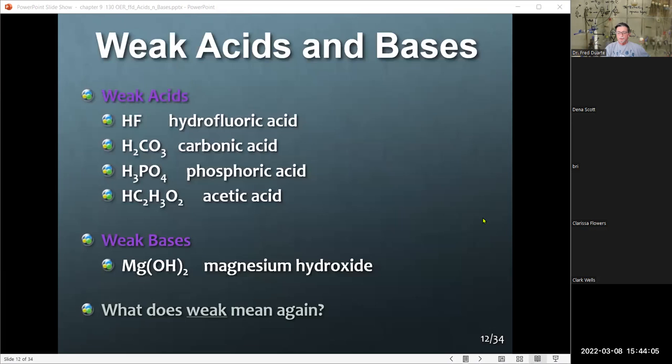Again, what does weak base mean? It's just basically showing you that not enough ions go into solution.